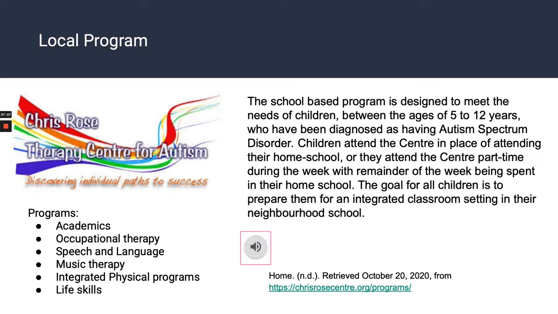The program is for children aged 6 to 18 who meet the criteria for funding from the Ministry of Child and Family Development through the Autism Funding Program. It provides intensive goal-oriented interventions, services, and an environment outside the child's education program.